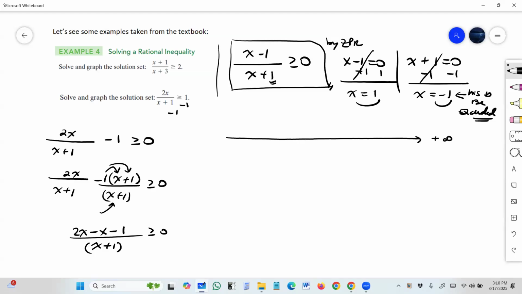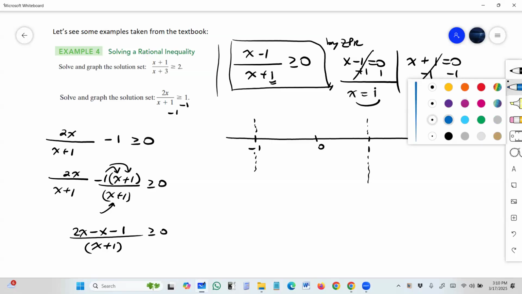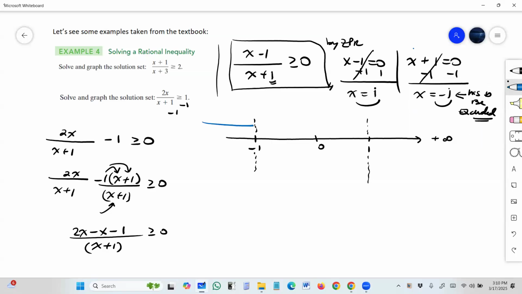Positive infinity. Put a 0 here. I have a positive 1 and a negative 1. So here's negative 1. Here's positive 1. Let's divide so that you can see the division. The 3 segments. Here is my segment 1. It doesn't really matter which one you call segment 1, 2, or 3. I'm just doing this for your notes.